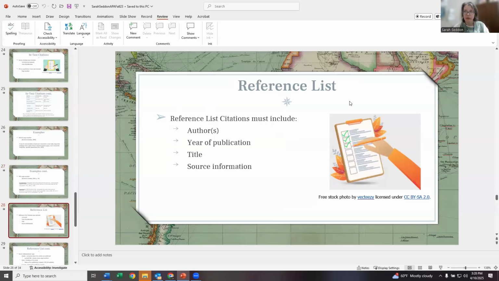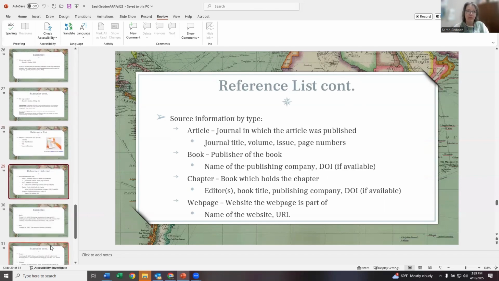Now for the reference list. So the reference list definitely requires a lot more work. In addition to the author name and the year of publication and any page numbers it might have, you also have to include the title of the work that you are citing and any source information about it. And source information is basically anything about who published the information. And what that information is changes depending on what type of work you are citing. And we're going to go through a few different examples.